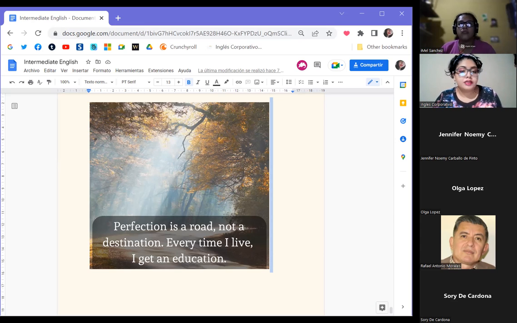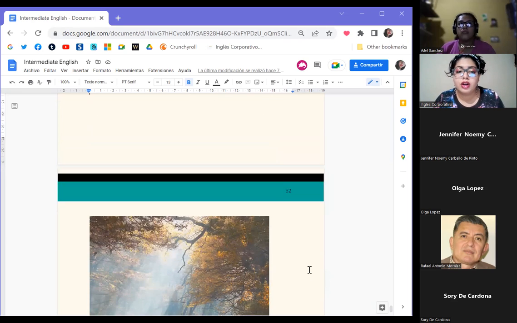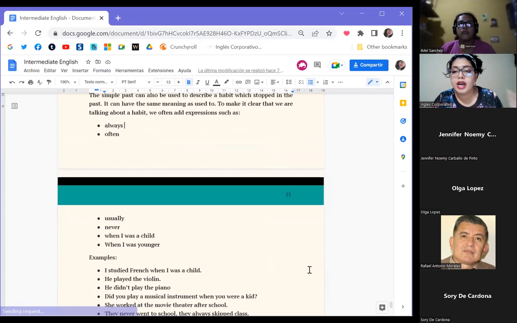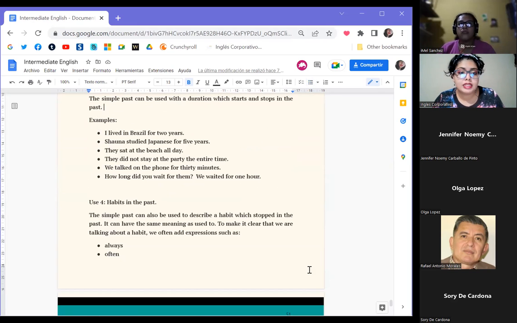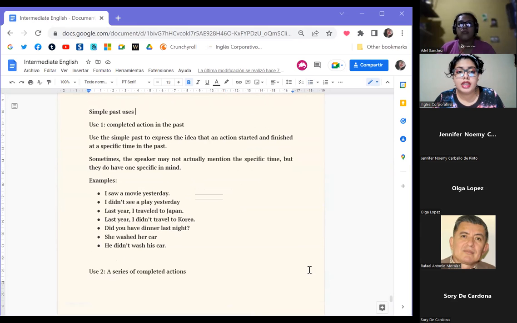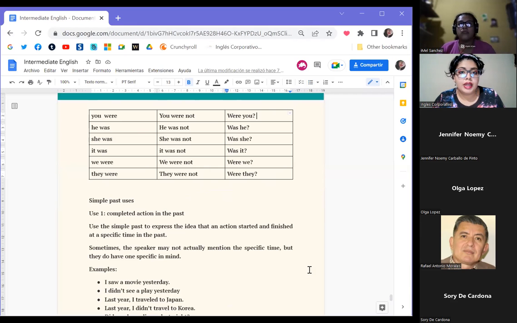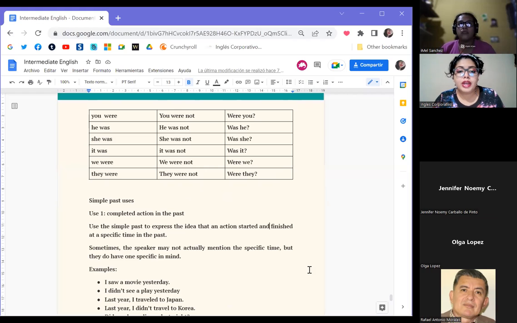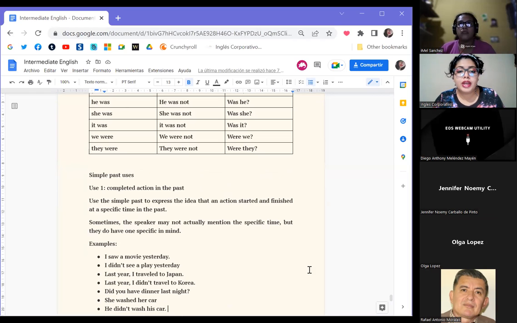So now after that, we are going to make a little review of the five important things that we have about the simple past that we were reading in the last session. So we have the uses. We have five different uses for the simple past. We have number one, that says completed action in the past. So we are going to use the simple past when we have a completed action in the past.